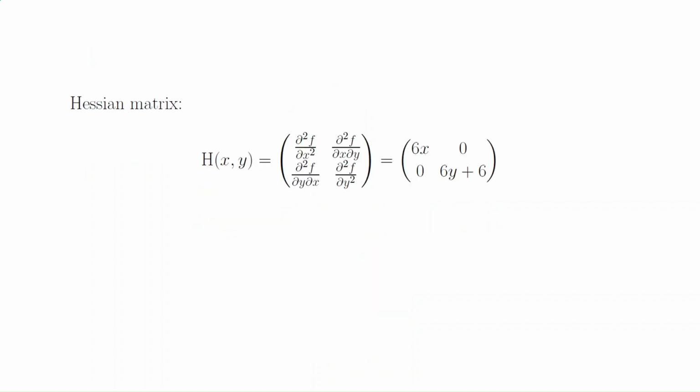Now obtain the Hessian matrix. Since f is a function of 2 variables, the matrix will be of size 2 by 2, and its entries are the different combinations of second-order partial derivatives with respect to x and y. For our case, the general Hessian matrix in terms of x and y is the one you see on the right.